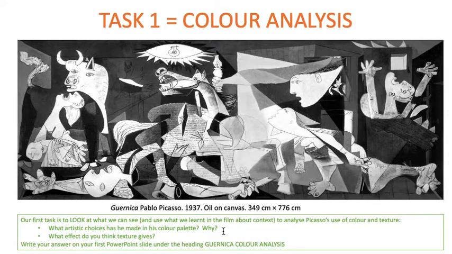So have a look at the different types of textures that he's got in there. Don't just look at this horse in the centre. There's lots of texture in there. Have a think about why you think he did that based on the context. You need to write your answers on your first PowerPoint slide, and the heading at the top of that PowerPoint slide needs to be Guernica colour analysis.